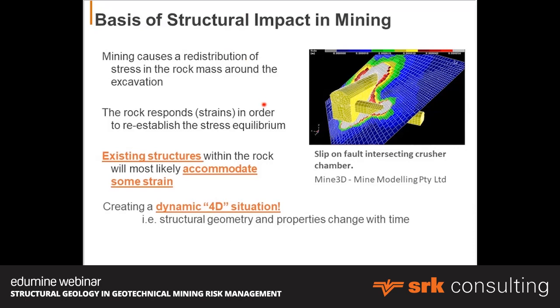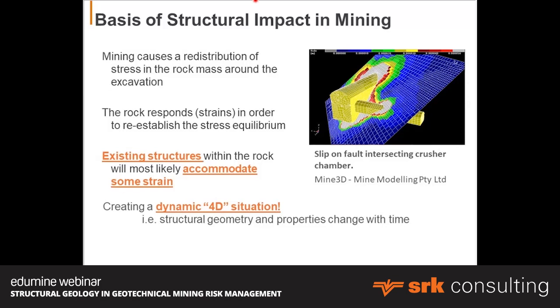So if there's structures in that rock mass while it's trying to establish a new equilibrium, those structures may accommodate some strain. Okay, so this creates really a dynamic four-dimensional situation where structures that were not relevant before now become relevant and start to interact with each other, interact with the mining excavation, or become a factor that needs to be dealt with by the engineers.